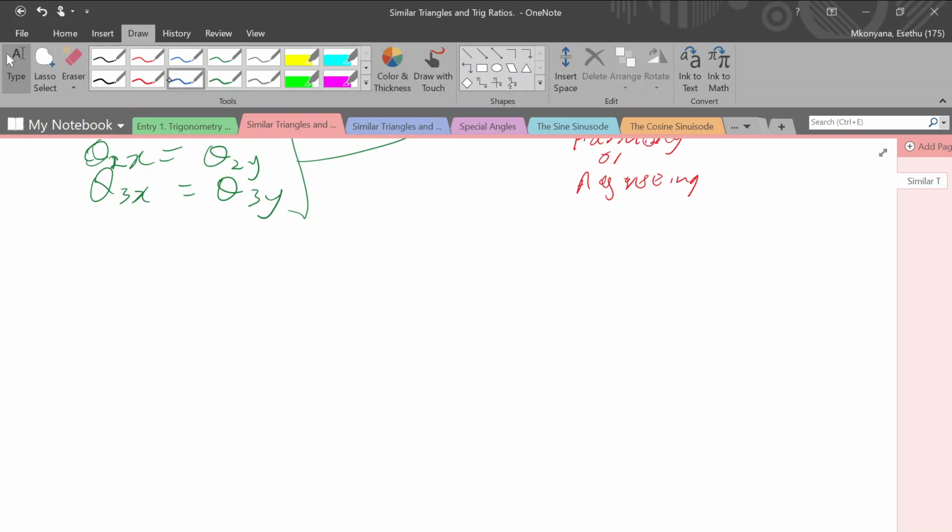Let me see if I can get another color there. Let's get black. So we're going to do a practical experiment. In this practical experiment, I want you to take a protractor, if you do have a protractor, and draw a straight line.